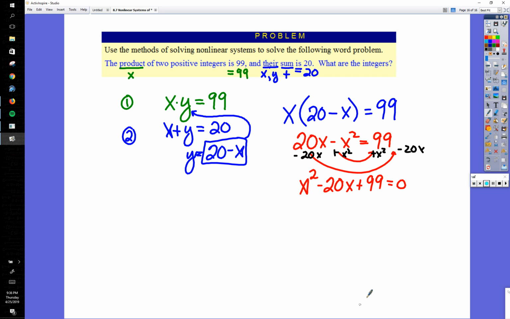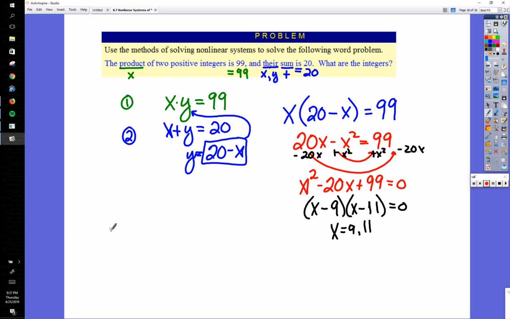We looked to factor, and it looks like we can. We should get minus 9, and we should get minus 11, kind of thing. And so you multiply, it gives you 99. If you add them, it gives you negative 20. And so what we have here is that x is 9, and x is positive 11. And so we've got our 2 values, 9 and 11. And now our job is to figure out what the y values are, because it says what are the integers on a problem like this one.